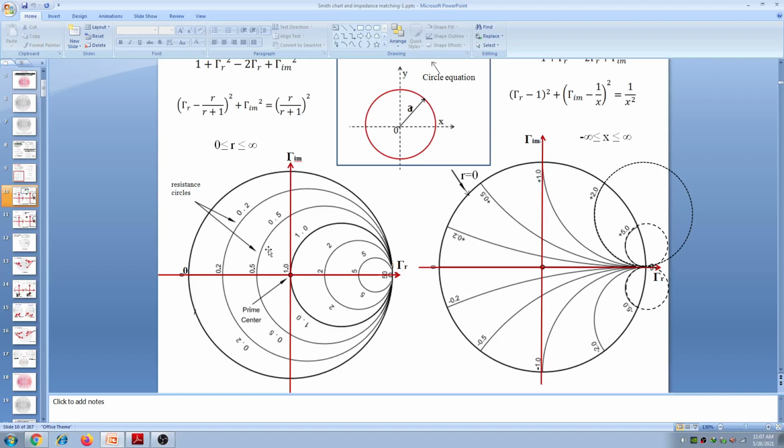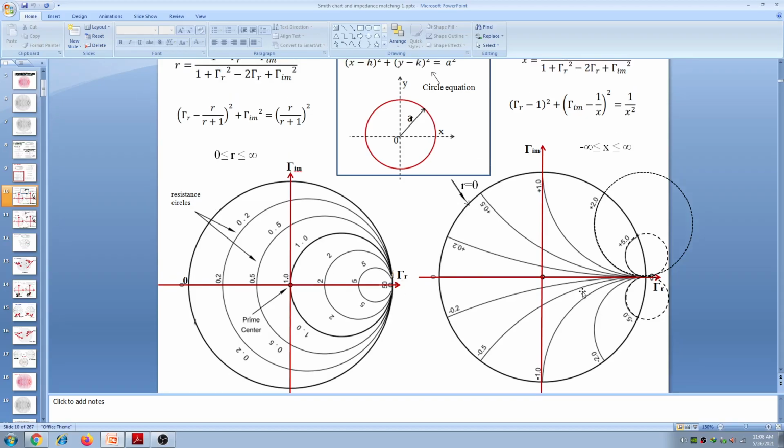For every circle there is a resistance value, and that value is written above this horizontal line. The number you find next to each circle, outside, is the resistance value of that circle, for example 0.5. In between there may be one more circle, but we cannot show all the circles on the Smith chart. We discussed this in the earlier class.